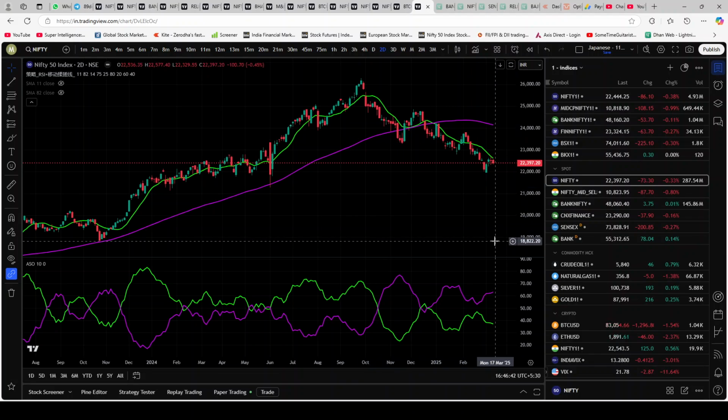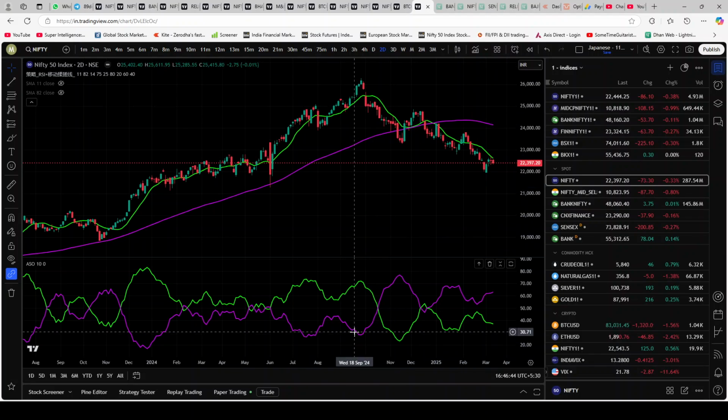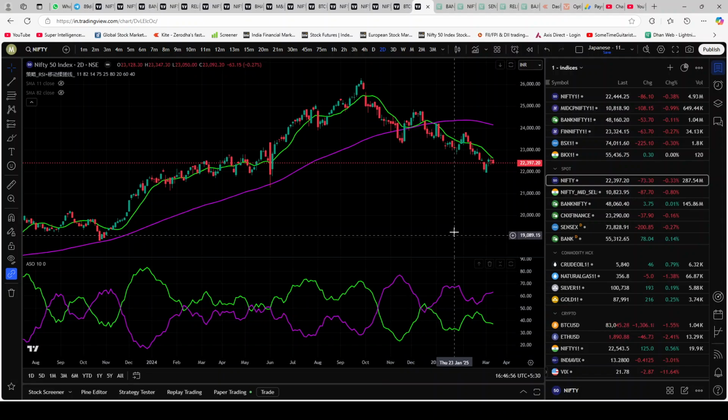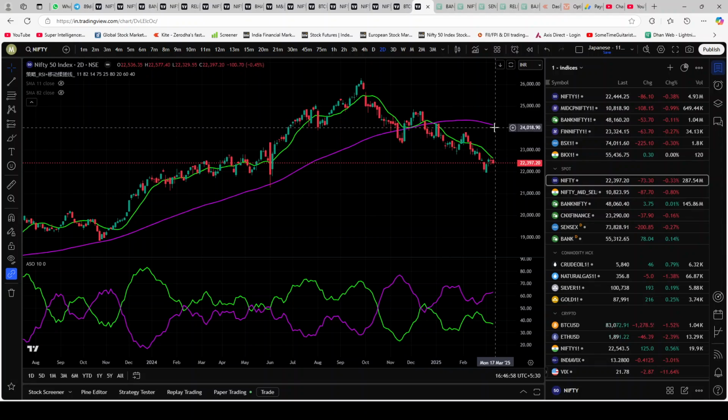My logic is simple. When I see the purple climbing and going to cut into the green, and I see the green dipping and heading into a cutting into this thing, I get bullish. When I see the green going up and wants to cut into the purple and is trying to go up, and this green line is cutting the purple and going up, I get bullish.